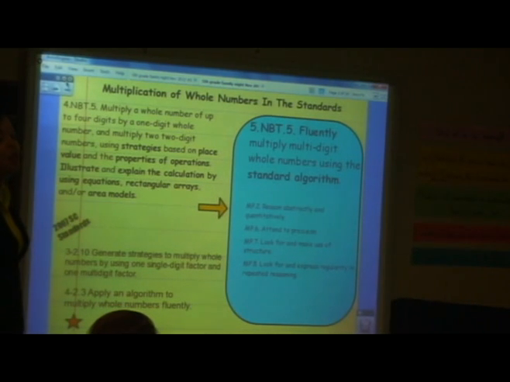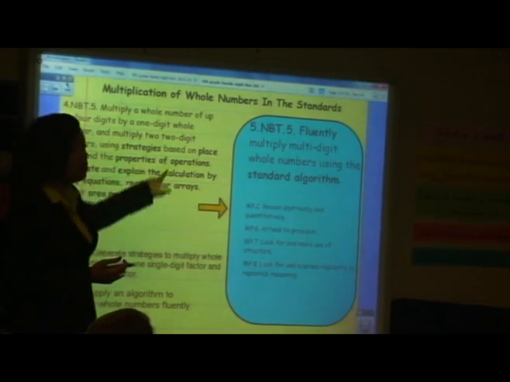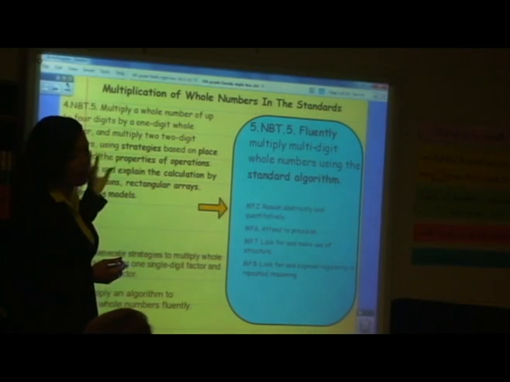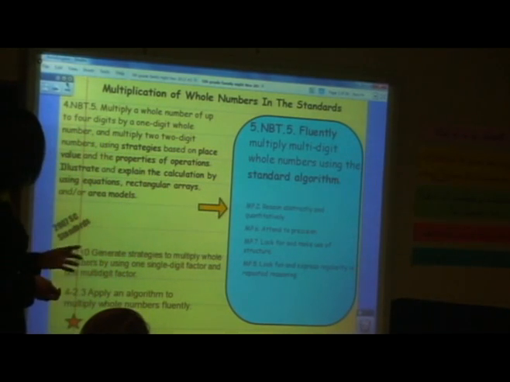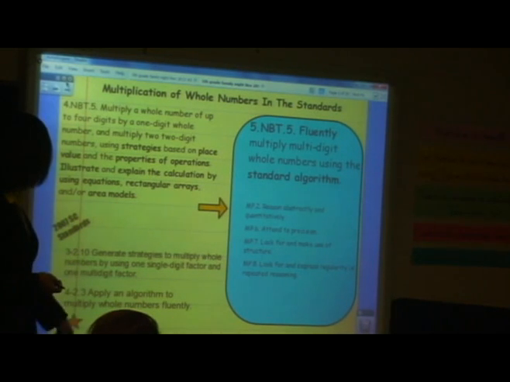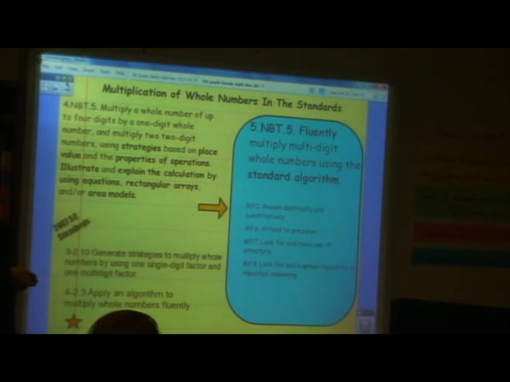The reason I said they were supposed to get it is because Common Core didn't come into effect till this year. So if you see your child doing a lot of different things for multiplication and you're thinking, why can't it just multiply? We're trying to catch them up from what they would have got if Common Core had been in place last year. What they actually got was the old South Carolina standards: apply an algorithm to multiply whole numbers fluently, and in 3rd grade, generate strategies to multiply whole numbers by using 1 single-digit factor and 1 multi-digit factor.